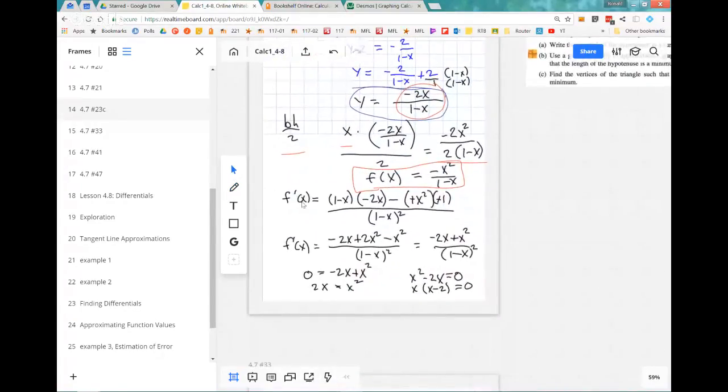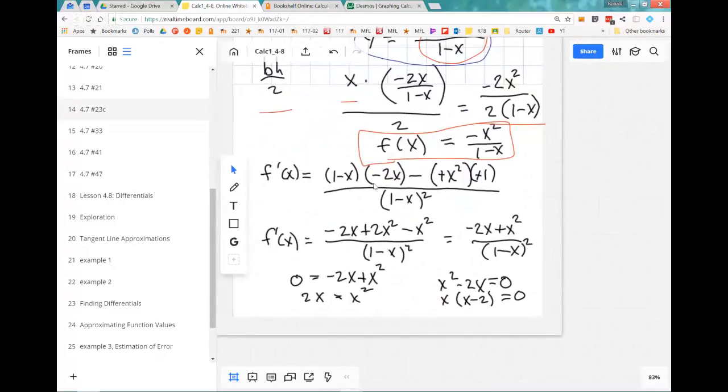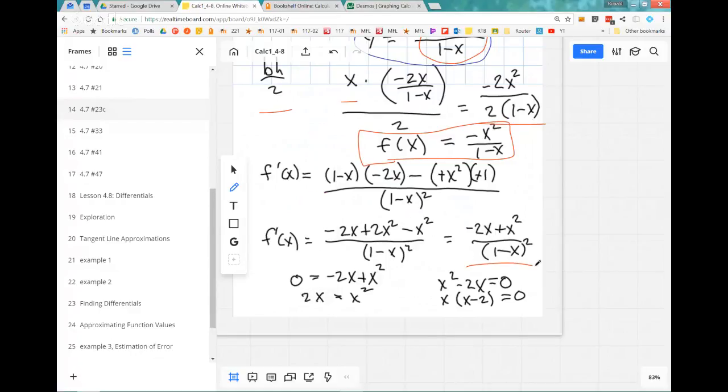Okay, so now I can take the derivative. So then I did a quotient rule: denominator times derivative of numerator minus numerator times derivative of denominator, all over denominator squared. Okay, simplifying, I got it down to over here with the common denominator.